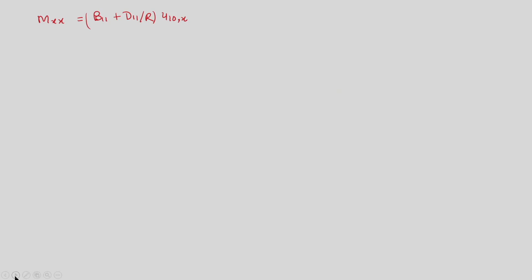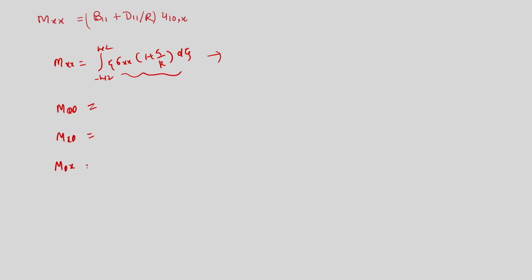Similarly, one can get the relations for Mxx. Mxx is the integral from minus h by 2 to plus h by 2 of sigma xx into 1 plus zeta by r into zeta d zeta. If you substitute all these things, you get some relations, and similarly for M theta theta, M x theta and M theta x. I am not going to write all the terms specifically. One can derive them, it is very easy, just one has to substitute the terms and finally write the coefficients.